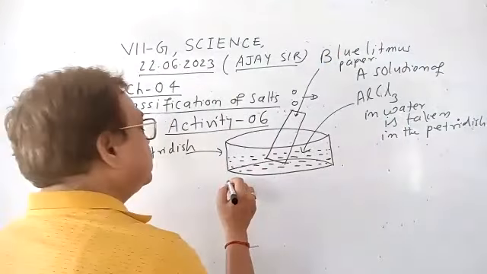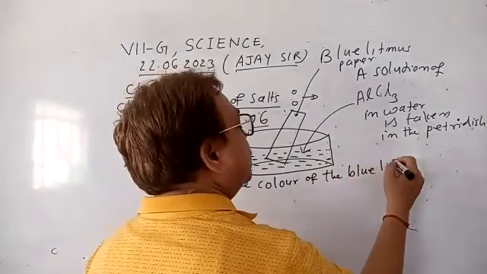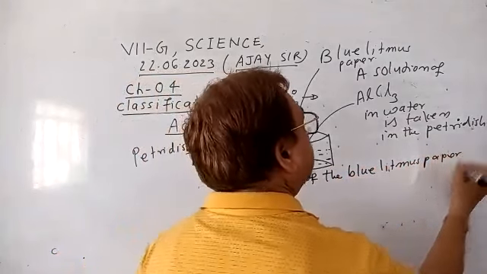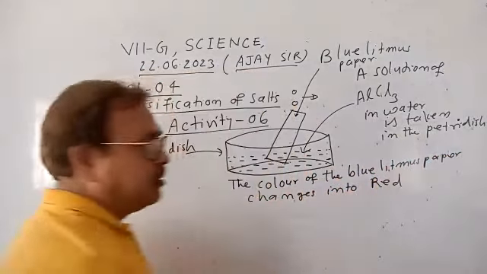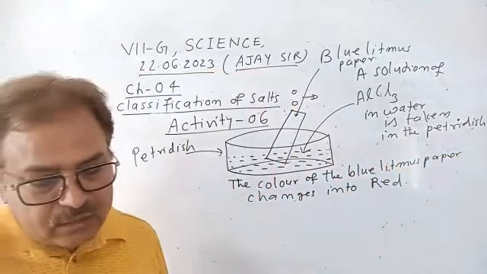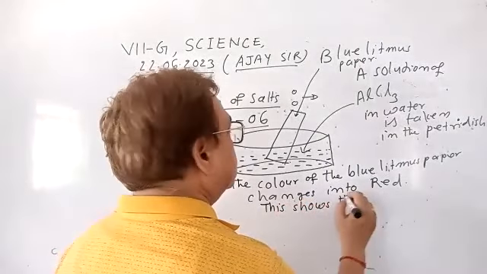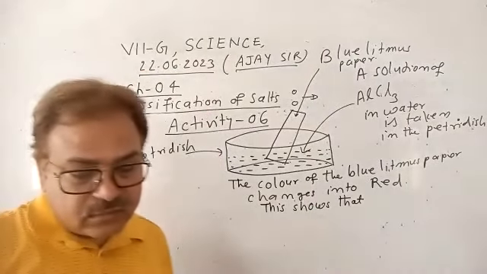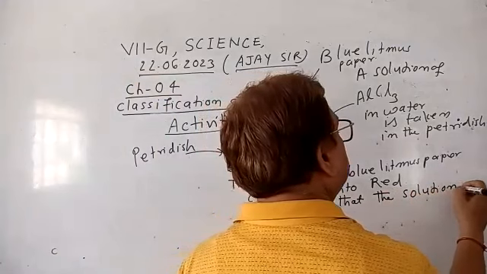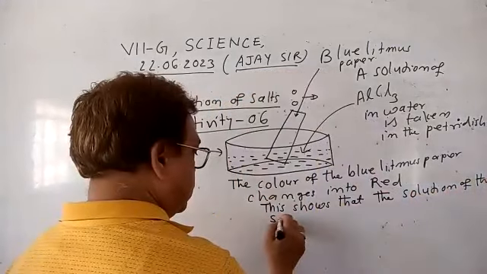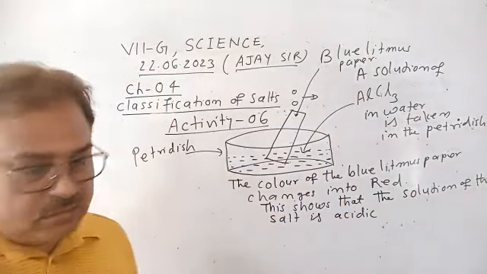If the color of the blue litmus paper changes into red, this shows that the solution of this salt is acidic in nature.